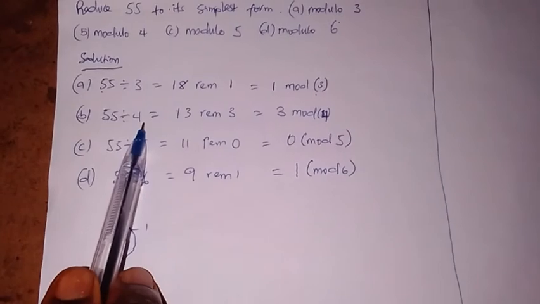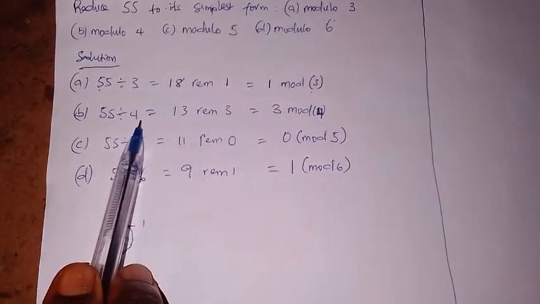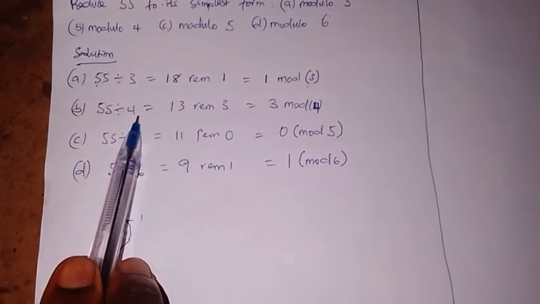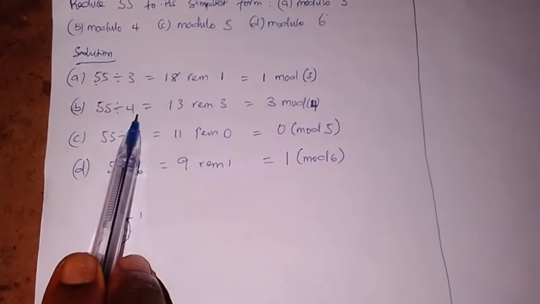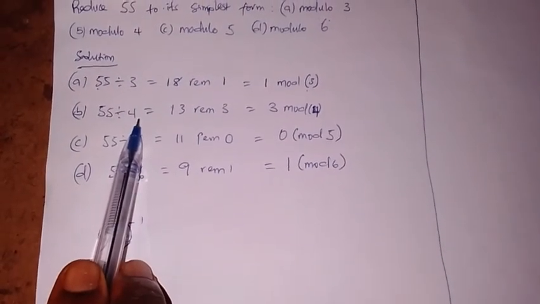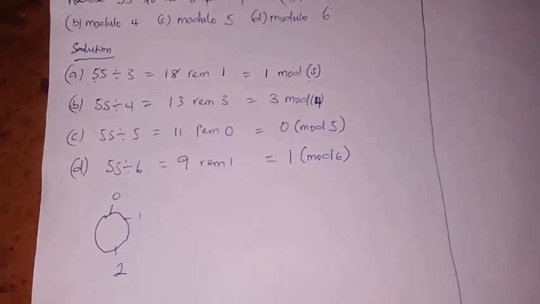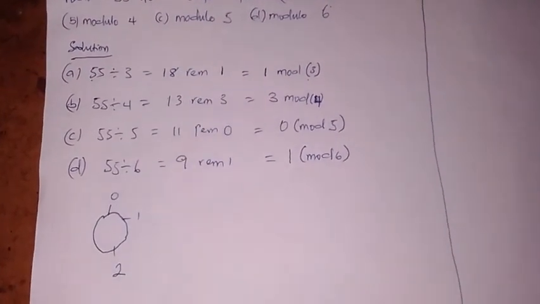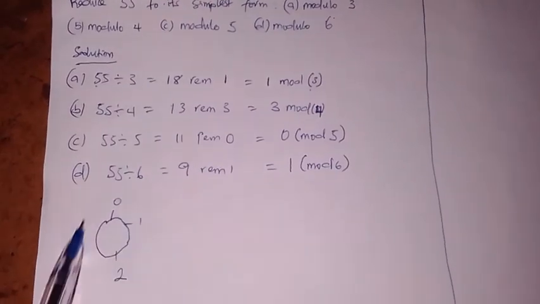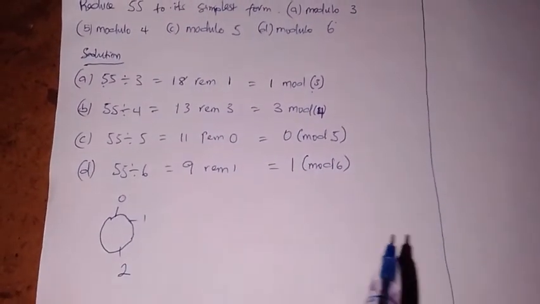For modulus 4, we also need 4 times something close to 55. 4 times 10 is 40, 4 times 11 is 44, 4 times 12 is 48, 4 times 13, like that. So you just have to count it like that.